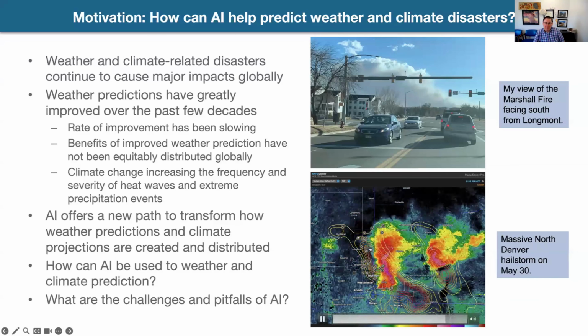what we've been finding is that the rate of improvement in our weather predictions has been slowing. Some of this is because we're reaching some of the limitations of further growth of computing, and with our traditional weather prediction models, it's harder and harder to optimize them.